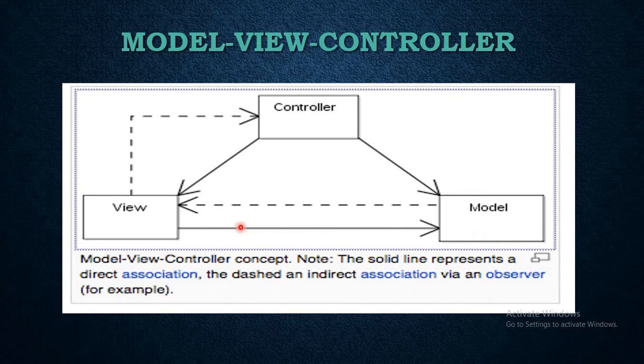Now view is the representation of information such as a chart, diagram or table. Multiple views of the same information are possible, such as a bar chart for management and a tabular view for accountants. And the controller accepts input and converts it to commands for the model or view. In addition to dividing the application into these components, the Model View Controller design defines the interactions between them.